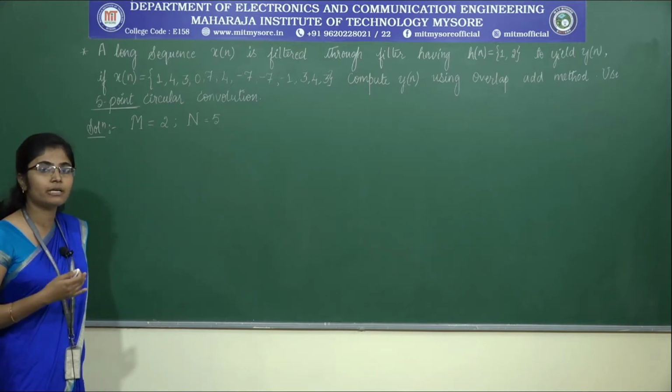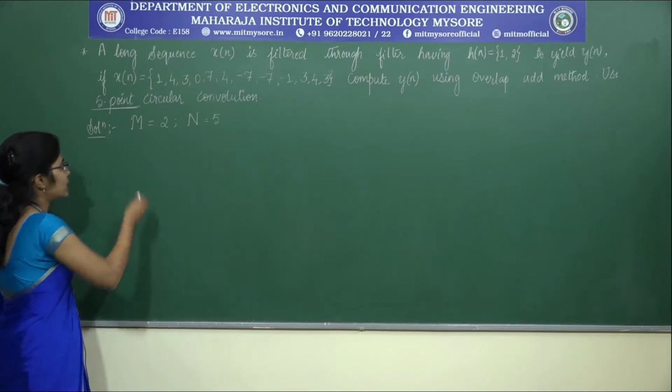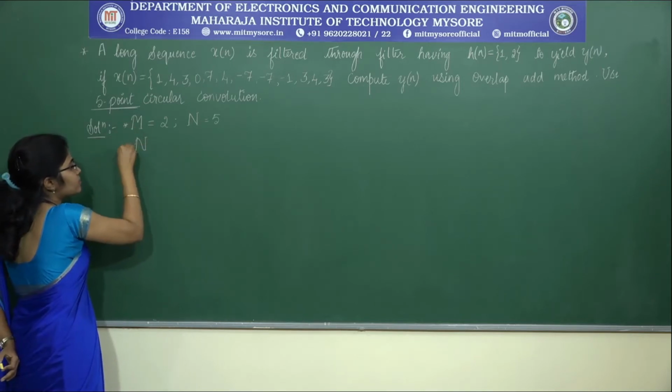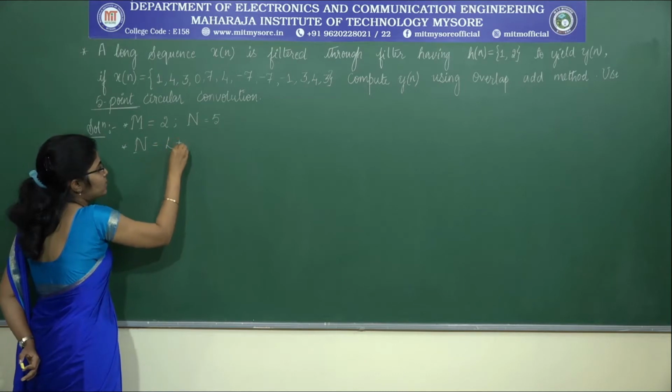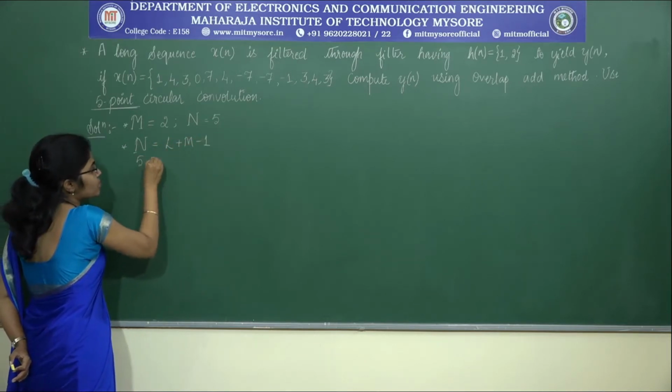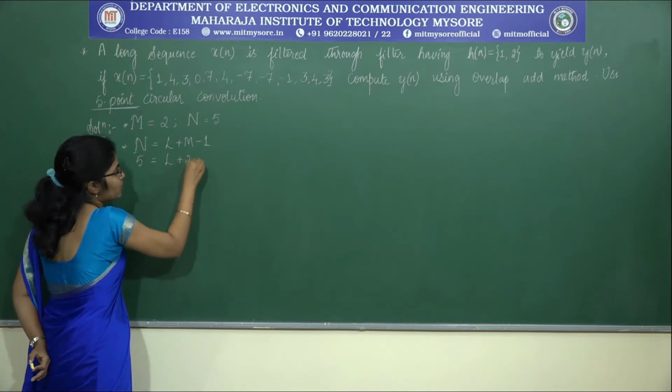Now writing m and N is done. Now let us try to find out the value of L. For that, the formula is N, which is equal to L plus m minus 1. N value is 5, which is equal to L plus 2 minus 1.